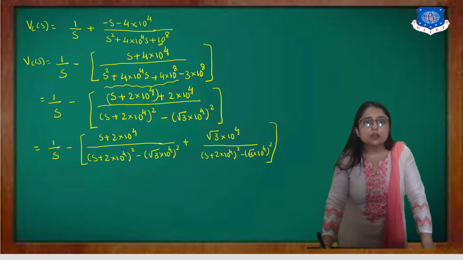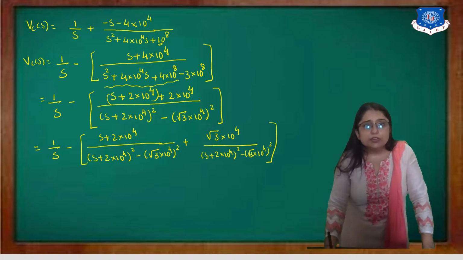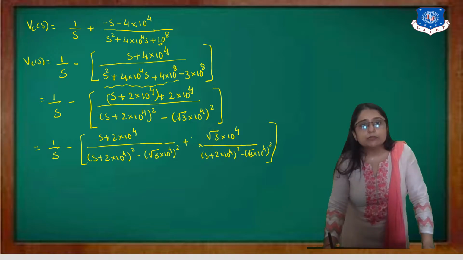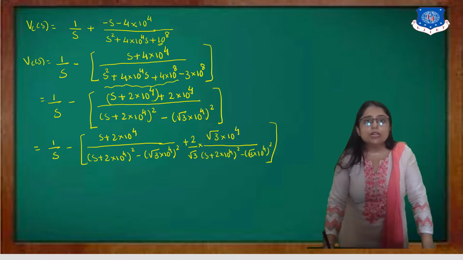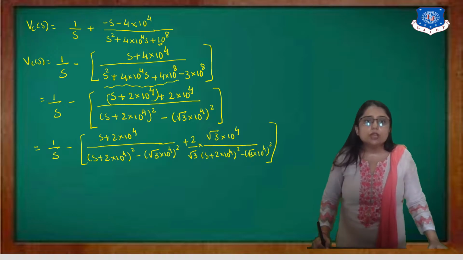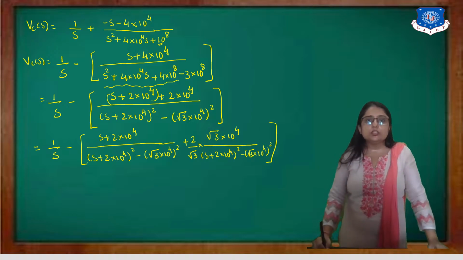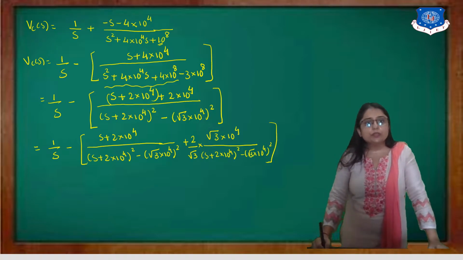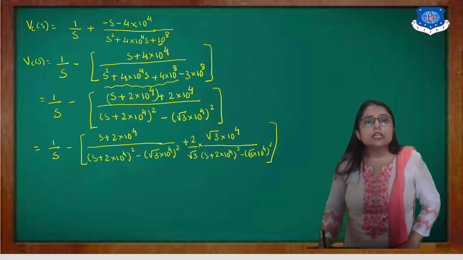then we can see that this is the inverse of sine hyperbolic. But instead of root 3, what I have is 2. Then simply you multiply this with the 2 and divide with this root 3. So this root 3 is cancelled out, and in the numerator you have 2 into 10 raised to power 4. Now by looking at this, you can easily write down the inverse Laplace.